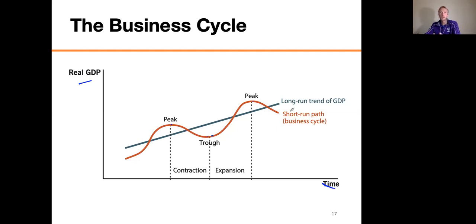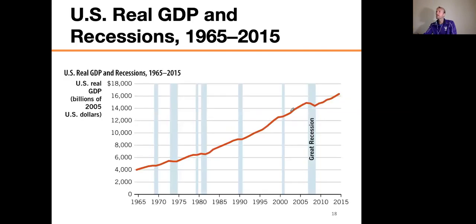They're not able to produce, but then it will come back up and it'll go over even. That's just kind of what always happens, right? It always goes up and down. So here's an actual graph of our long-run GDP from 1965 to 2015.